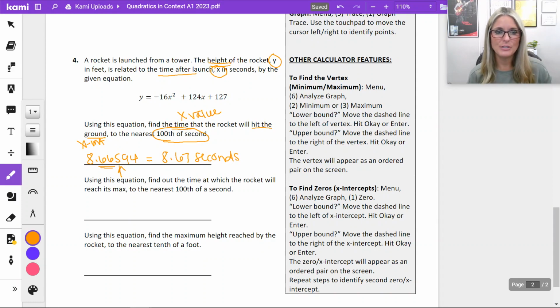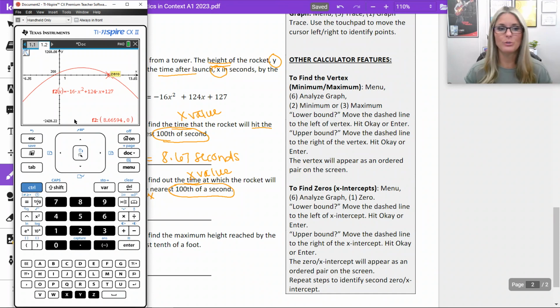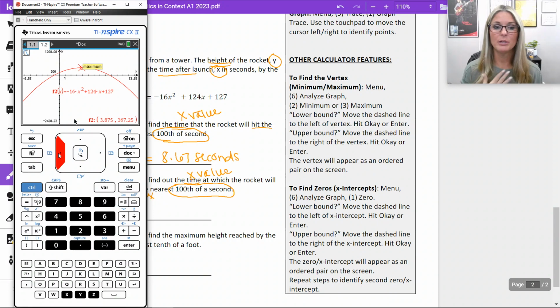The second question says, using this equation, find out the time, so again, x value, at which the rocket will reach its max vertex to the nearest hundredth of a second. So let's go back to our calculator. I still have that trace tool on, so I'm just going to arrow over to the left and wait till it identifies that maximum point again. There we go. In the bottom right corner, 3.875, comma, 367.25. All right, we were asked about time, which is the x-coordinate, 3.875.